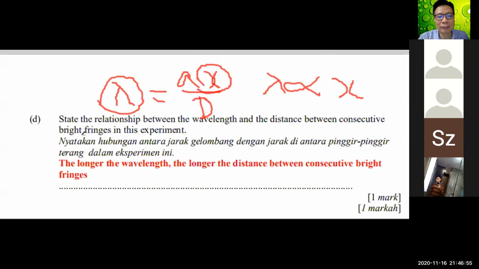Okay? That's why we say the longer the wavelength, the longer the distance between consecutive bright fringes, because lambda is big, so x is also big because it's directly proportional. Please jot down this formula, very important: lambda equals ax over d, and lambda is proportional to x. Okay, finish. Okay, come. Next.